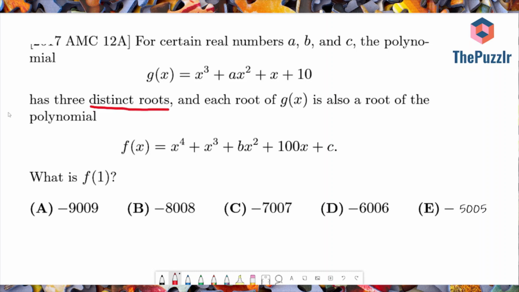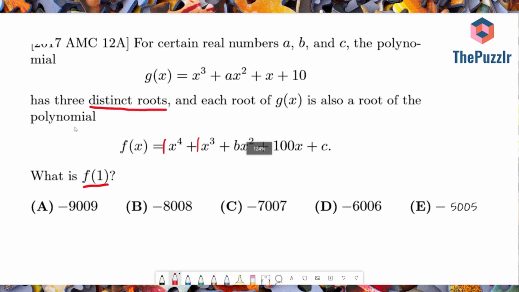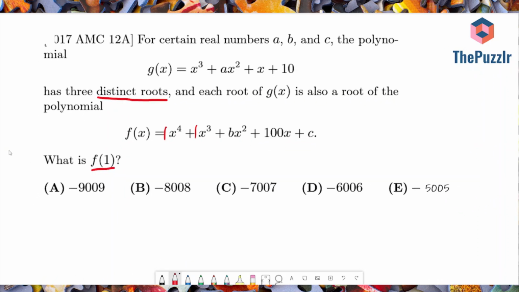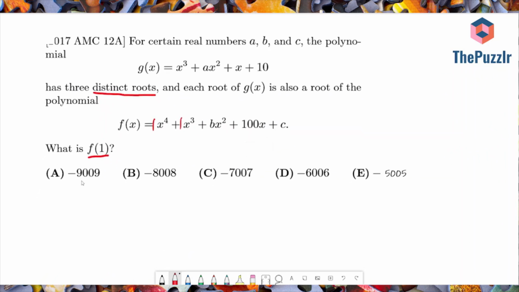So let's underline that. And each root of g of x is also a root of the polynomial f of x. What is f of 1? Okay, so it's not asking for what f of x is. It's just asking for f of 1. Well, when you plug in 1 for x, all the x terms just equal 1. So it's just going to be the sum of the coefficients, which is 1 plus b plus 100 plus c. So if we find b and c, we're done. Maybe that's how we're going to tackle the problem, but I don't know for now.